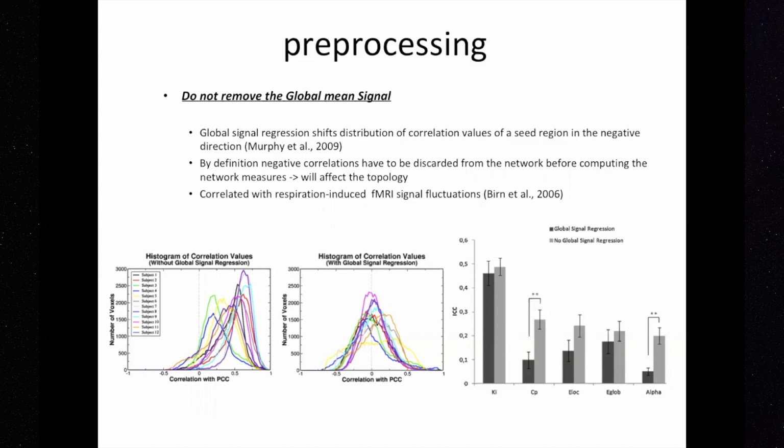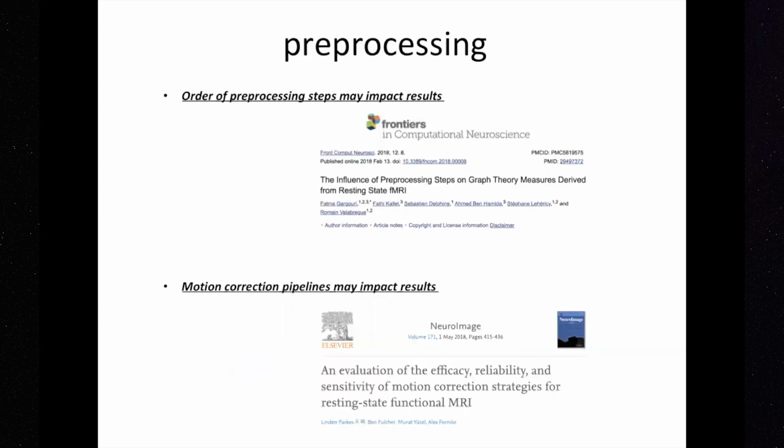And you also see here in this paper from Andellini that the ICC is higher for at least some graph theoretic metrics, the path length and alpha as well. And just to show you some more recent studies, the order of preprocessing steps may also impact the results. So this is a study from 2018. And even the choice of the motion correction pipeline may impact the results. This is a really nice paper from Linden Parkes and from Alex Fornito, based at Monash University in Melbourne.